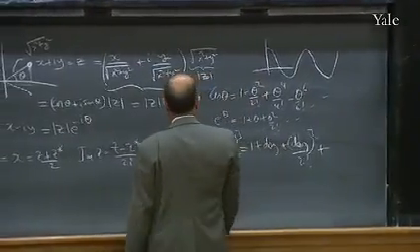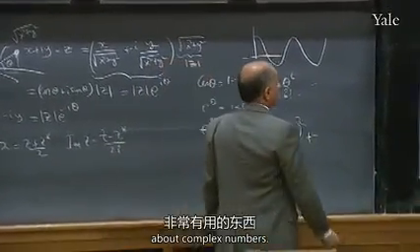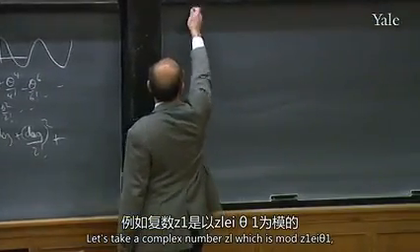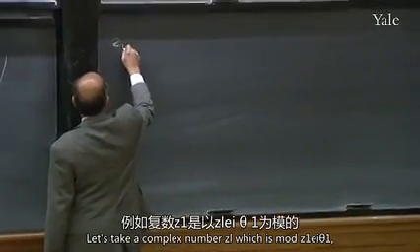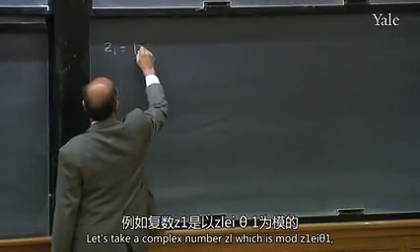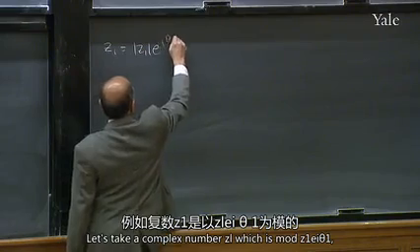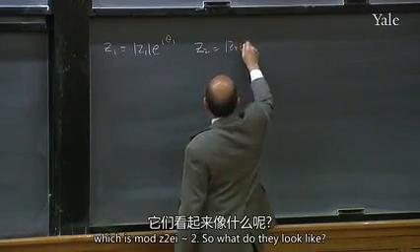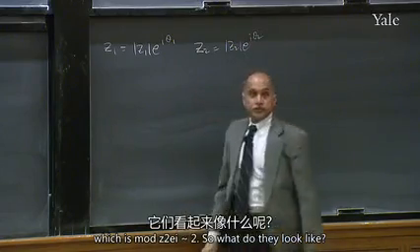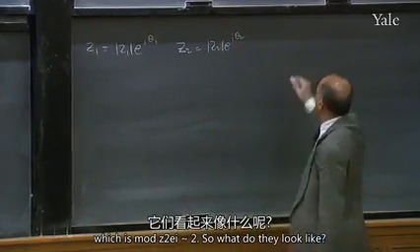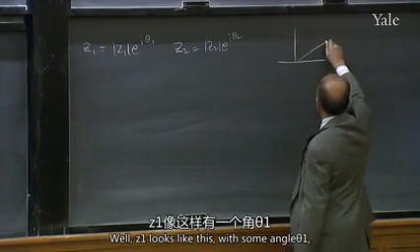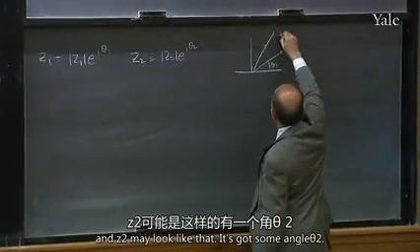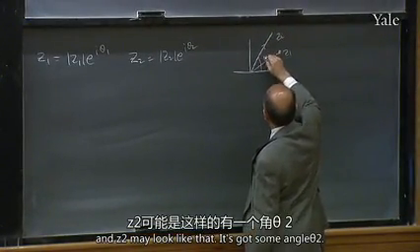Here's something very useful about complex numbers. Let's take a complex number z1, which is mod z1 e to the I theta 1, and another complex number z2, which is mod z2 e to the I theta 2. So what do they look like? Well, z1 looks like this at some angle theta 1. z2 may look like that. It's got some angle theta 2.